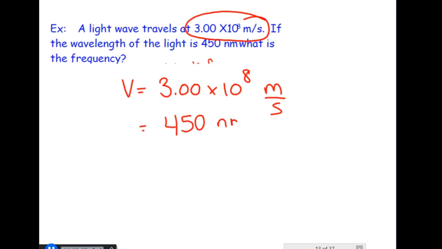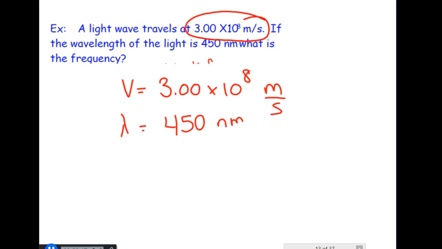450 nanometers. What is that? Is it a period? Is it a frequency? Well, it tells you a couple of words before what it is. If the wavelength of light is 450 nanometers, what's wavelength?